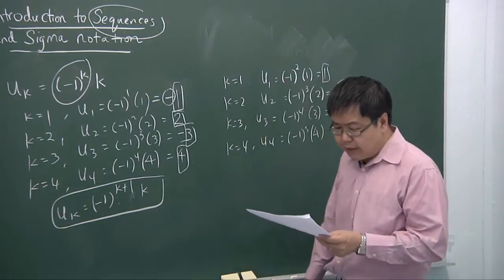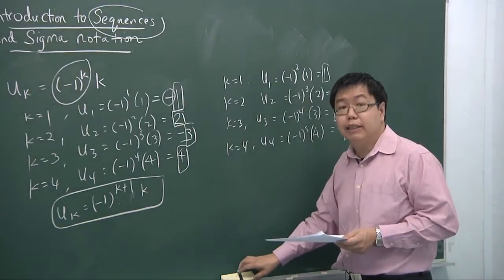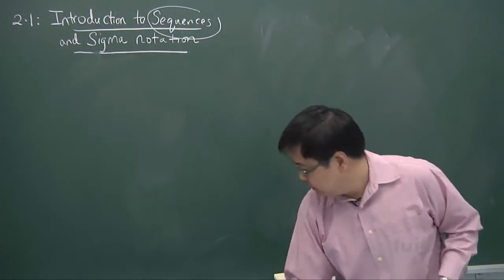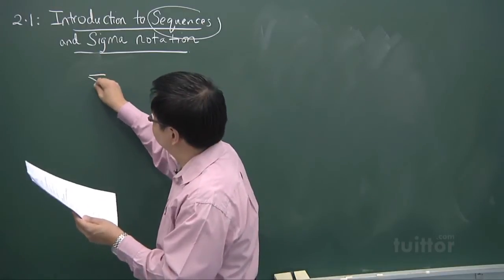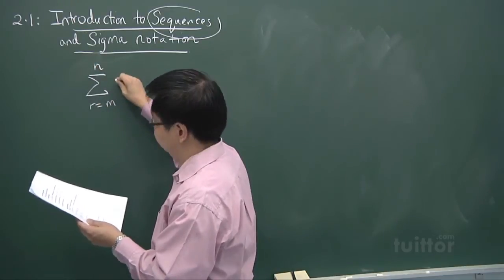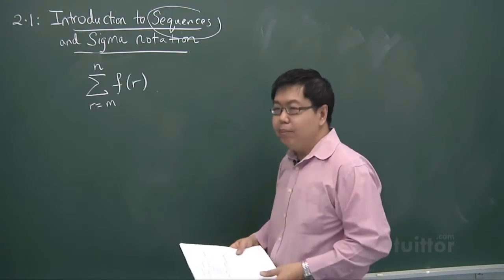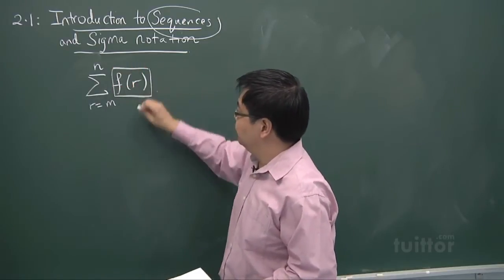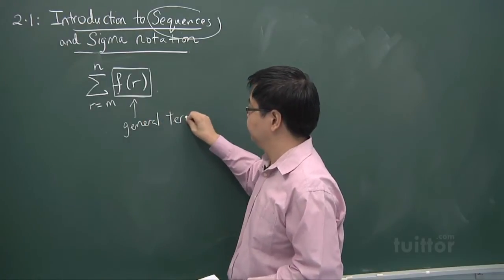Okay? Now let's take a look at the second part of the concept in this video clip. Then I'll be going through the sigma notation. Now, what is this sigma notation? Now, sigma notation is actually a shorthand notation to represent the sum. Now, there are two important parts for this sigma notation. The first one is this one. This is what we call the general term.